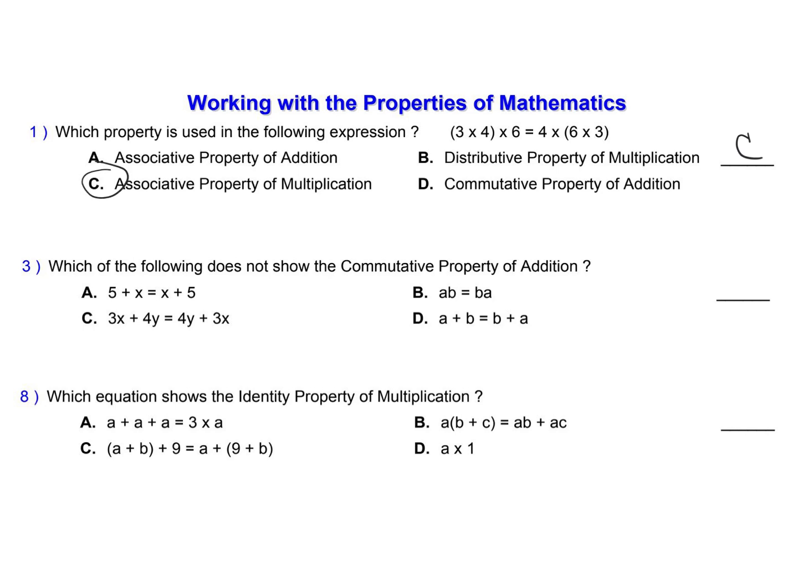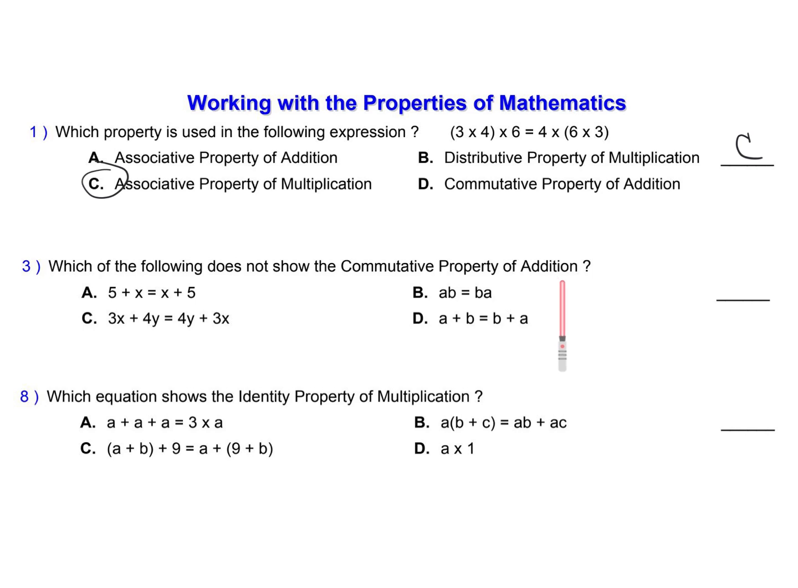You can pause the video if you want. I'm going to go on to number 3. So on your paper, you're going to take a look at number 3. I wanted to do an example of each of the properties that we're talking about here. Number 3 says, which of the following does not show the commutative property of addition?